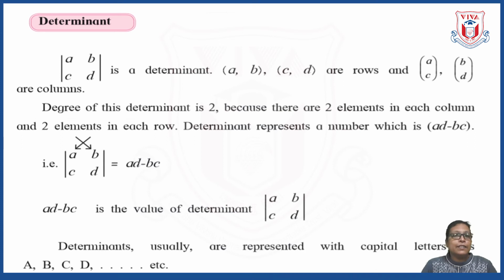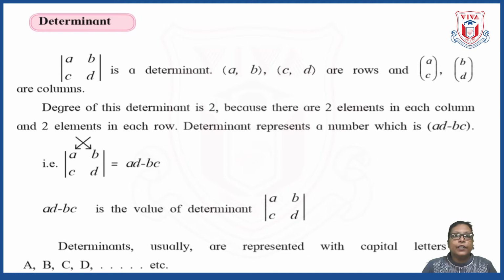The next method is Cramer's rule or Cramer's method. But before understanding that method, you must know the concept of determinant, because we are going to use the determinant in Cramer's rule. So here the determinant is given. You can see that in two vertical lines, four numbers are written: A, B, C and D. This is called a determinant.